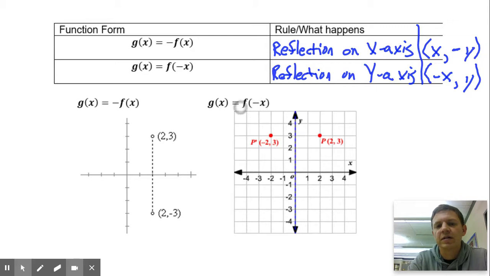Negatives inside, similar there. What it does is it changes the sign on the x. It makes it negative, or vice versa. It's a reflection across the y-axis. The y-axis is the midpoint of those 2 points.